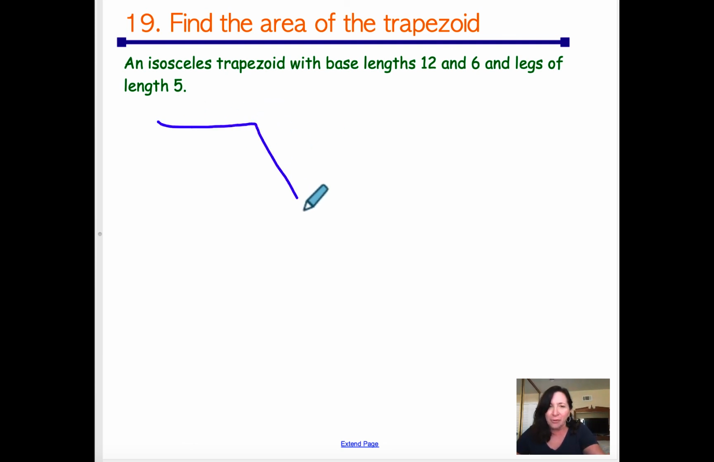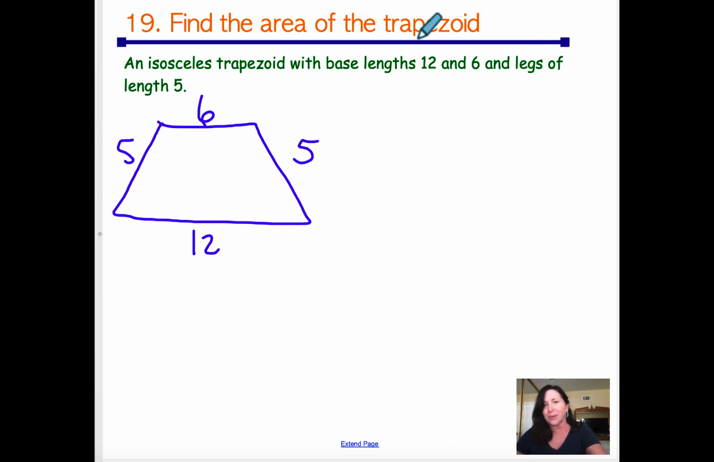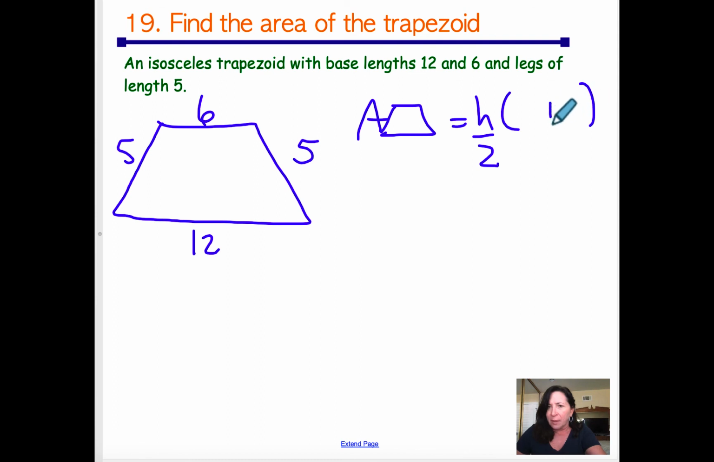Find the area of this trapezoid. We have a trapezoid, looks like this. The base lengths are 6 and 12. The legs are 5. Oh, no. The area of the trapezoid is written as height divided by 2 times the sum of the bases. The bases are 6 and 12. I don't know the height.